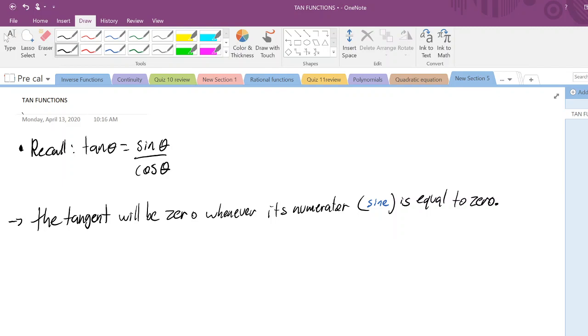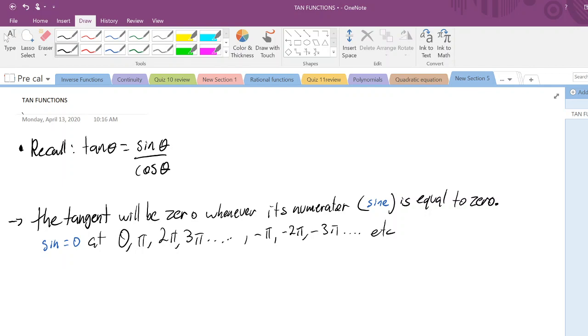So when does this happen? When does sine equal 0? Sine equals 0 at 0, pi, 2 pi, 3 pi, and so on and so forth. But it is also 0 at negative pi, negative 2 pi, negative 3 pi, etc. So you see a pattern that is just by pi's.